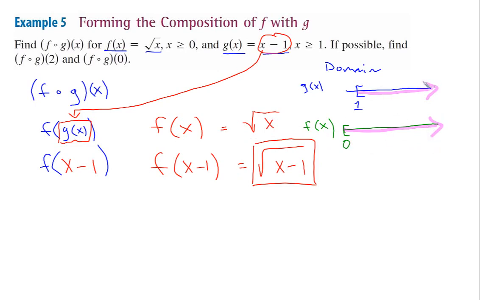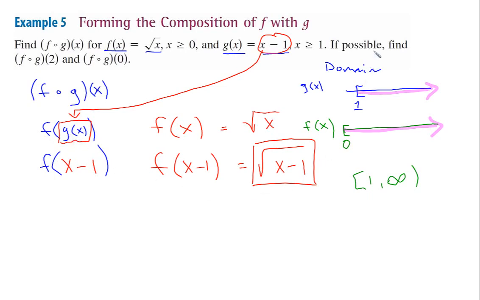The domain has to initially exist in g, so whatever the domain is in g, that's also in f. Meaning where the domain in g overlaps with f. Well, in that case, the domain is going to be from 1 to infinity. So this would be the domain of the whole problem, f composed with g.